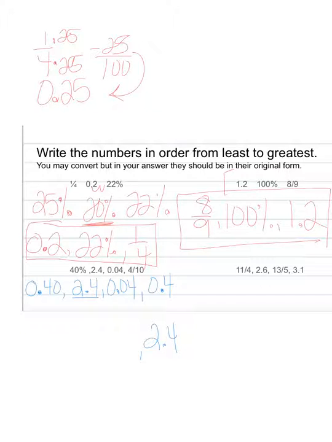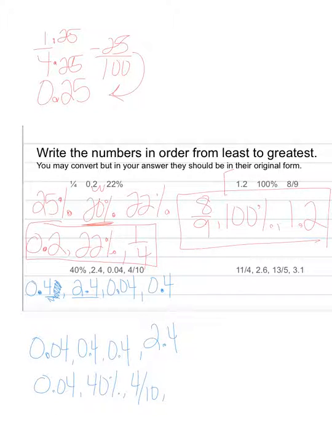I know we have 40 hundredths. I can drop my 0 and have 4/10. 4 hundredths, and then 4/10 again. So 4 hundredths is going to be my smallest, my 4/10, and my 4/10. And then I rewrite it in the original form. So 0.04, I can do 40% or 4/10, either one, and then 2 4/10.